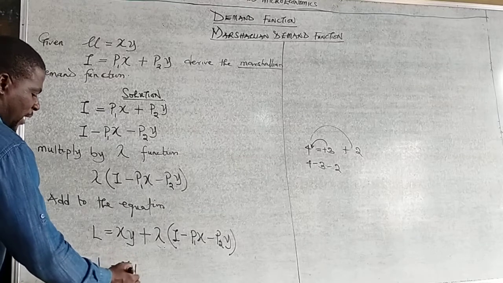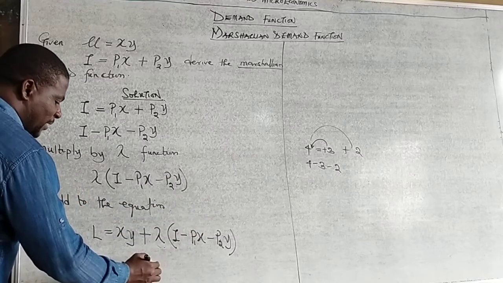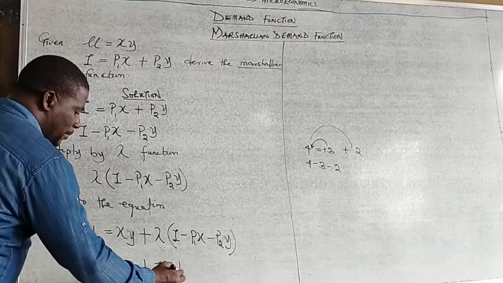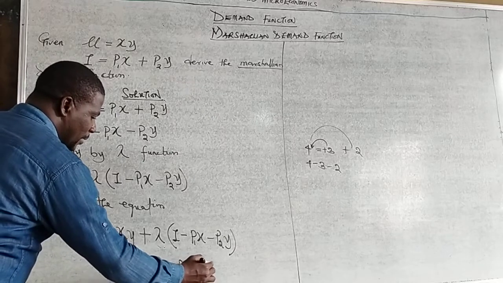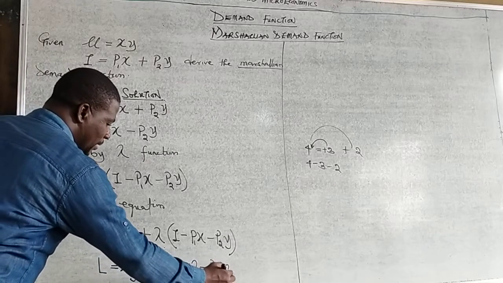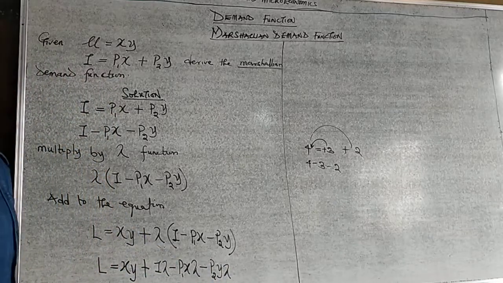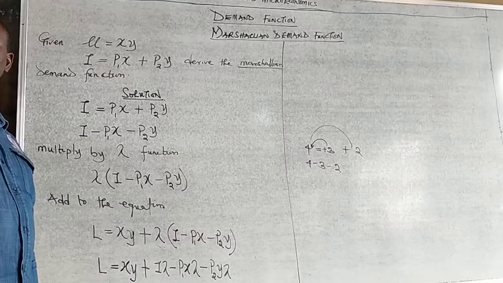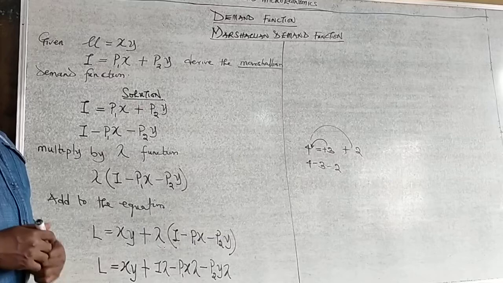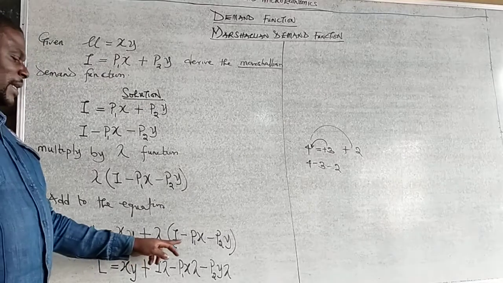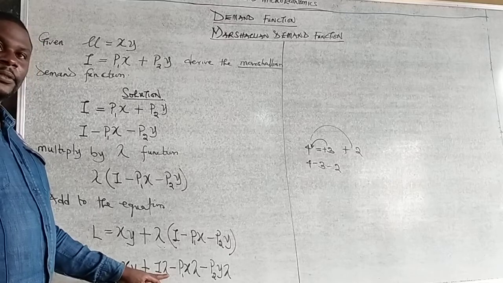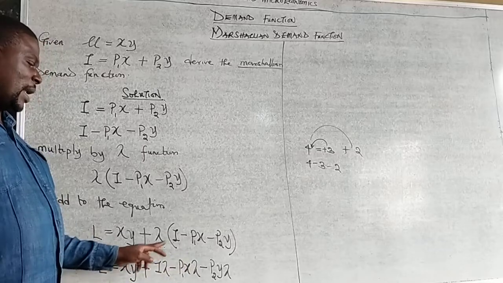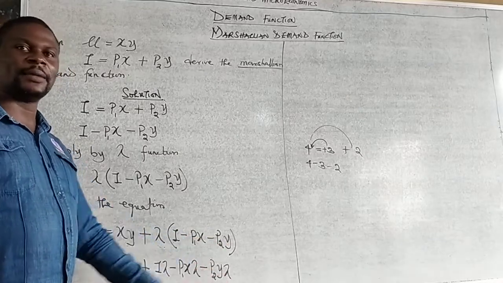you can say L equals xy. You will multiply, open the brackets. If you open the bracket, this one can be I lambda minus P1x lambda minus P2y lambda. Are you with me? Are you following this? Lambda times I, lambda times P1x, lambda times P2y.